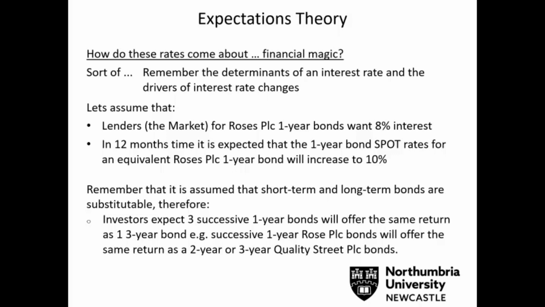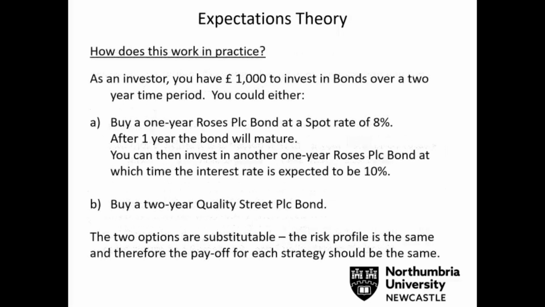So we have to assume that these bonds are substitutable for one another, but they should pay out the same rate. So let's have a look at a mathematical example. For this example, we're going to look at the concept over 2 years rather than buying 3 years, but the maths is the same if you roll it out for another year. So over a 2-year period, you have the choice.